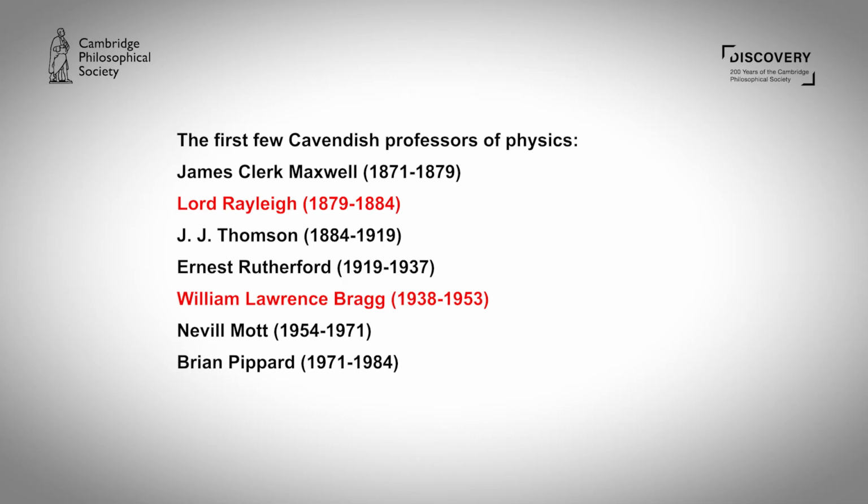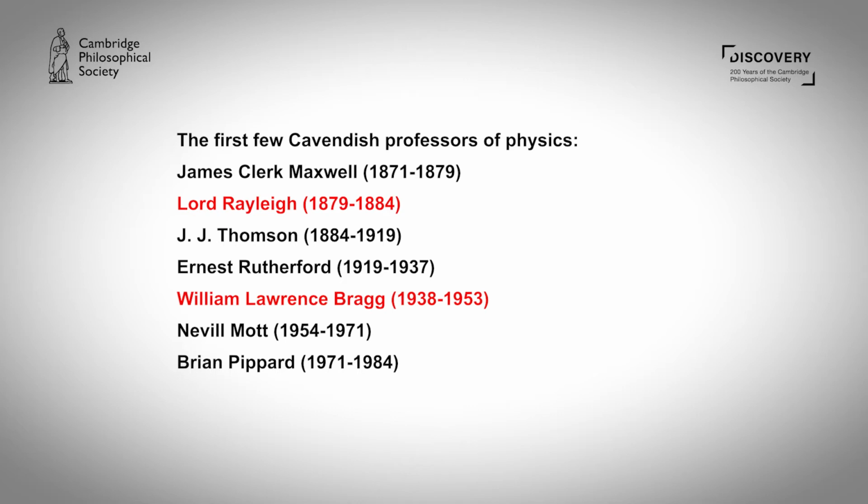Now, Maxwell, unfortunately, died very young, and really before the Cavendish lab had got properly going. So the university cast around for the person to take over this professorship and get the lab going. And they twisted the arm of Lord Rayleigh.